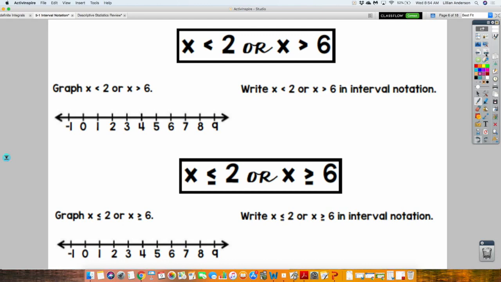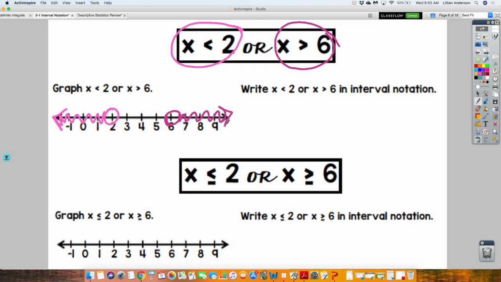Now this one is a 2-parter. We need to graph both pieces, and then we'll look at the interval notation. How do I graph this part right here? 2, open circle, to the left. How do I do this part? 6, open circle, to the right. Wonderful.